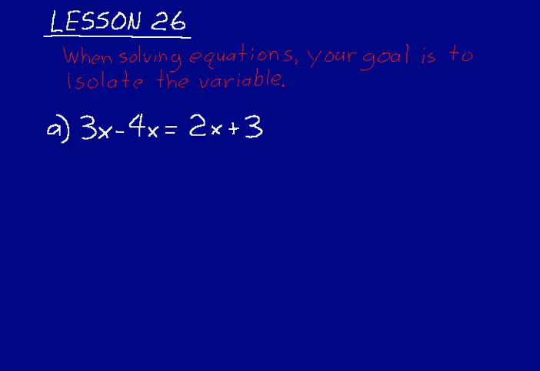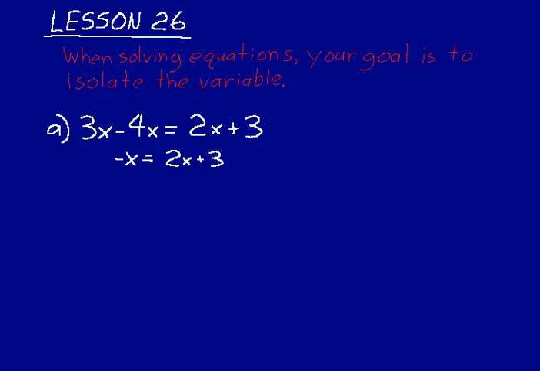So look at that on the left. You have two like terms. You have a 3x and a negative 4x. So let's go ahead and add those together, and we'd end up with a negative x. And then write down what's left on the right, 2x plus 3. And all this time, keep in mind, your goal here is to isolate the variable.